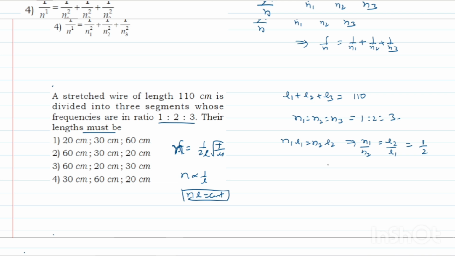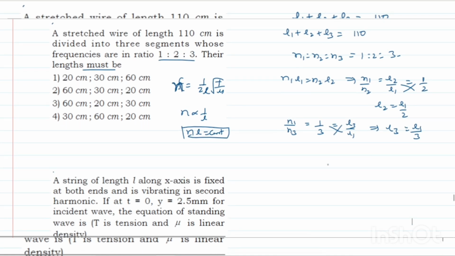So when you are simplifying this one, L2 will be equal to L1 by 2. In the same way N1 by N3, it will be in the ratio 1:3. It's nothing but L3 by L1. So when you are simplifying, we will be getting L3 equal to L1 by 3. So now we are bringing all the L2 and L3 values in terms of L1.